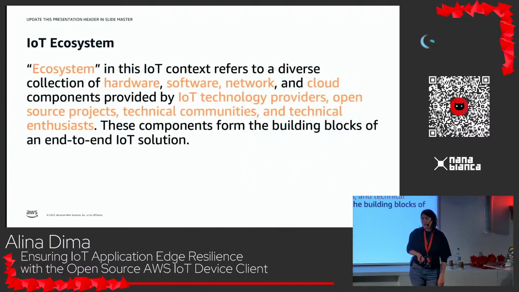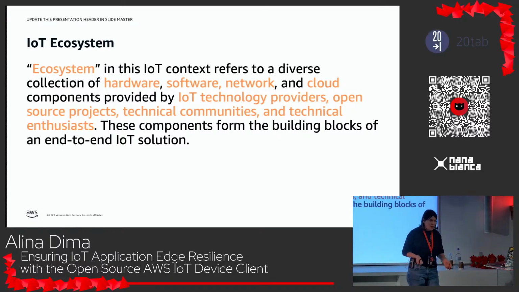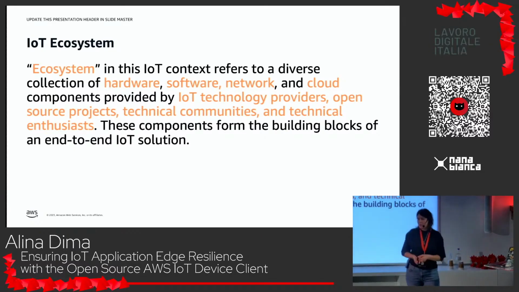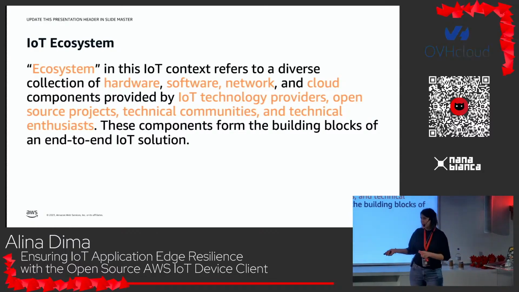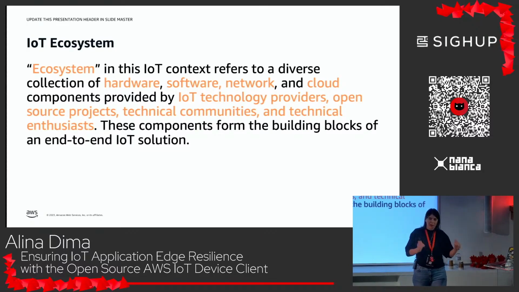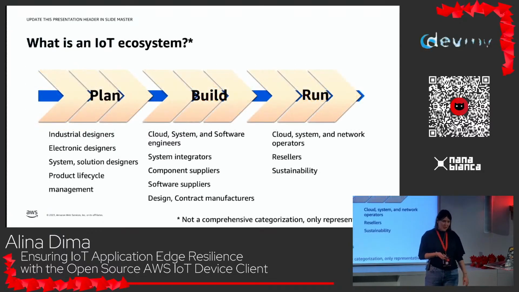Now, IoT is different because here we are dealing with an ecosystem, right? By ecosystem, we mean hardware, software, network protocols, of course, cloud components as well. And they're all provided by different people. It's open source projects, technology providers. If you're using, for example, cellular connectivity, then you've got your SIM card provider. If you're using a microprocessor, you have the hardware provider as well, and so on. So all these building blocks need to integrate and work together.